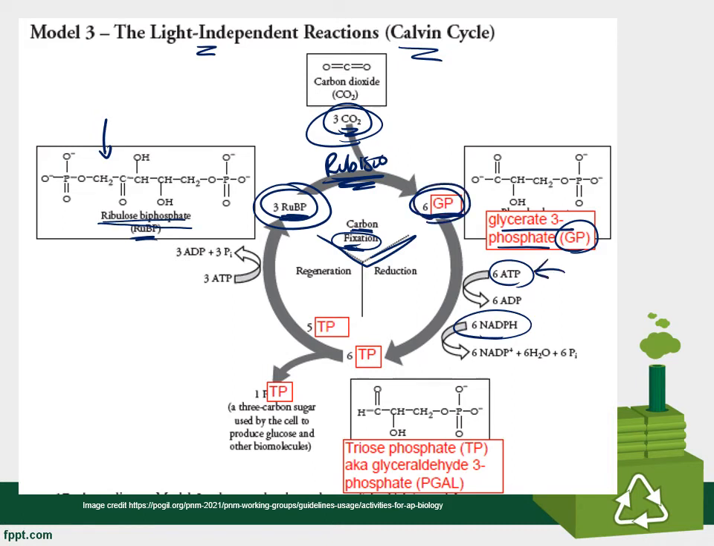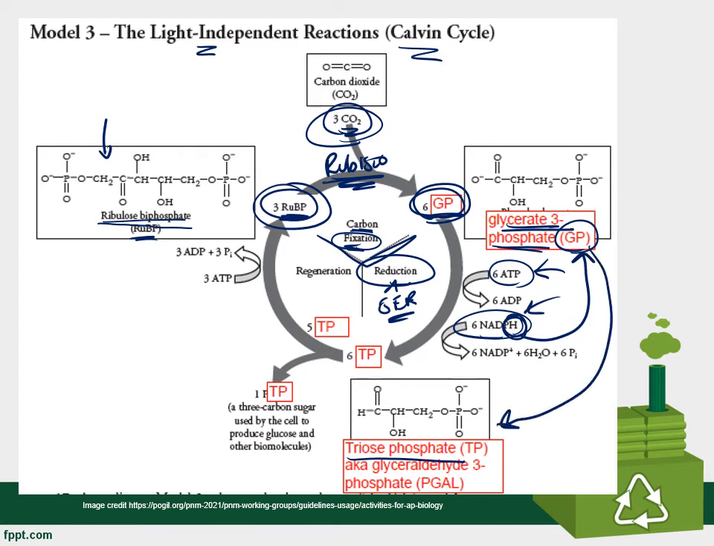We're going to use the ATP and the NADPH that we made in the light-dependent reactions on the thylakoid membranes. We're going to use this stuff to now reduce glycerate 3-phosphate to triose phosphate. Remember that reduction is the gaining of electrons and protons. Leo says Ger. So these electrons and protons that used to be on NADPH are going to get chunked onto GP, which is going to turn GP into TP. So that's why we call it reduction, because GP gains some electrons and some protons and turns into TP. We have 6 molecules of TP, triose phosphate.